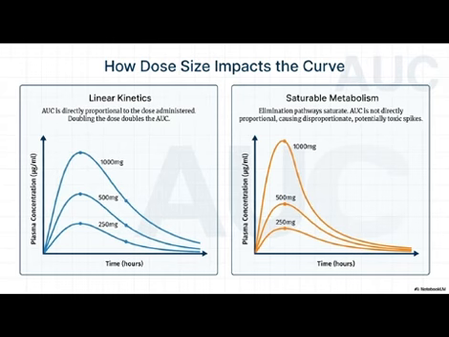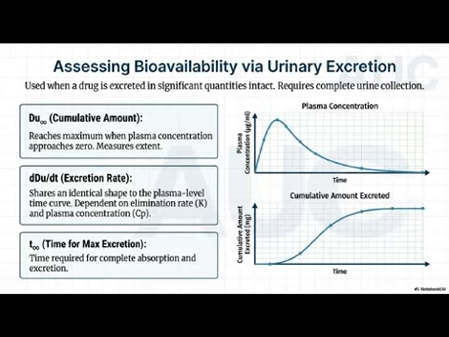This method assesses drug bioavailability by analyzing the amount of unchanged drug excreted in urine, primarily used when a significant portion is eliminated via the kidneys. By meticulously collecting all urine and determining the total cumulative amount excreted, Du infinity, we directly measure the fraction of the administered dose that reached systemic circulation. The rate of excretion, dDu/dt, often mirrors the plasma concentration curve, providing insights into the drug's elimination kinetics over time. Therefore, Du infinity offers a robust and direct measure of a drug's true systemic exposure and bioavailability.